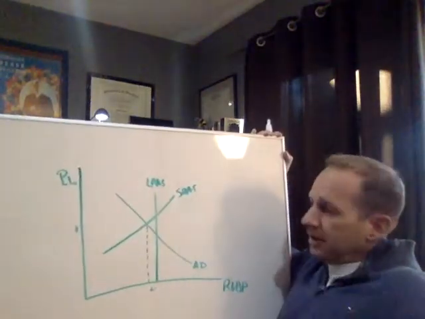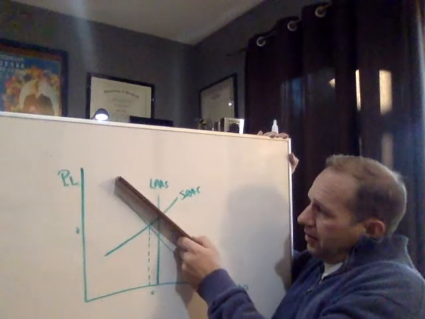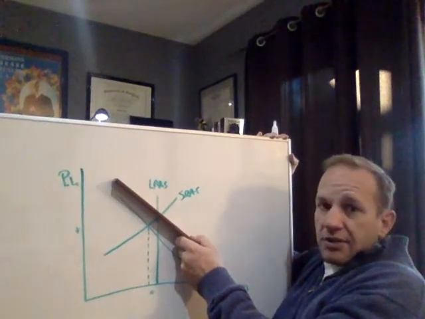And we do have downward pressure on the price level, because what we're looking at is that aggregate demand has fallen down. Aggregate demand was here, and it's fallen down.